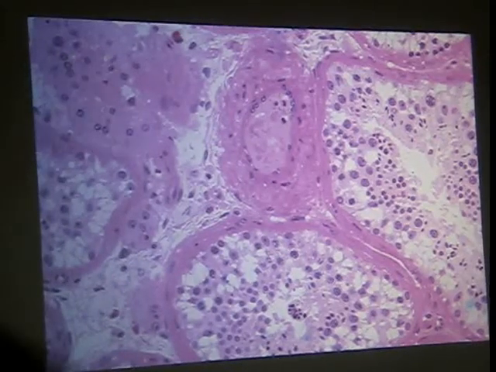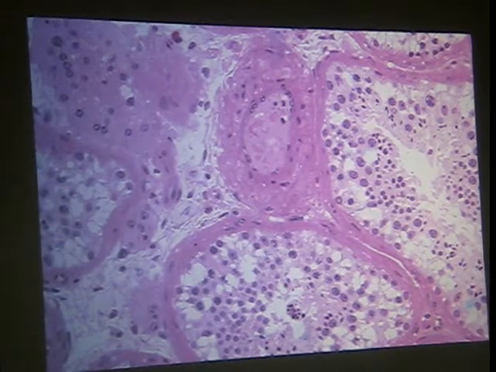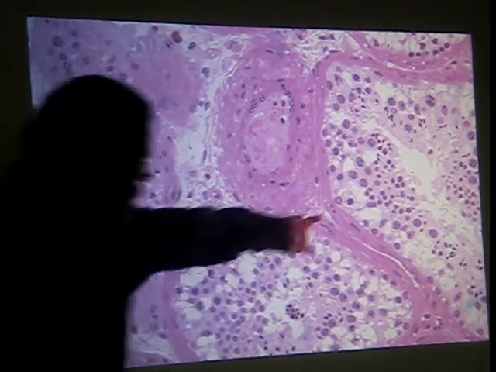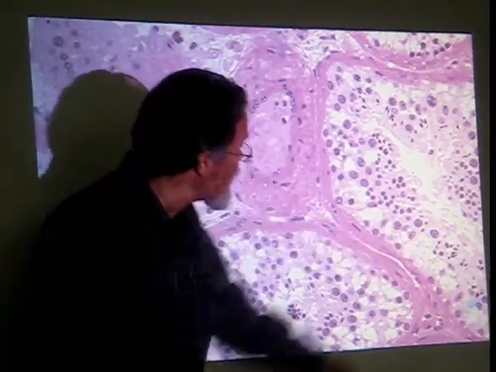Ablating, real eosinophilic. Sertoli cells, Sertoli cell nucleus.